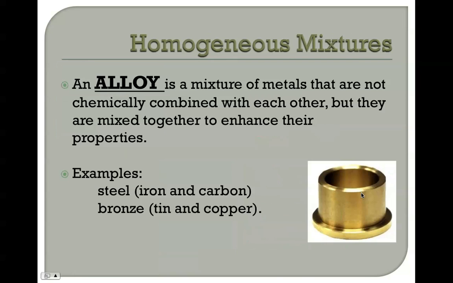And there they are. Okay, another type of homogeneous mixture is called an alloy. This is a mixture of metals that are not chemically combined with each other, but they're mixed together to enhance their properties. Two common examples would be steel, which is a mix of iron and carbon, or also bronze, a mix of tin and copper. These elements are not bonded together, they're simply a mixture in this alloy.